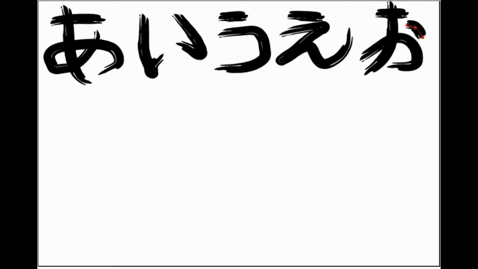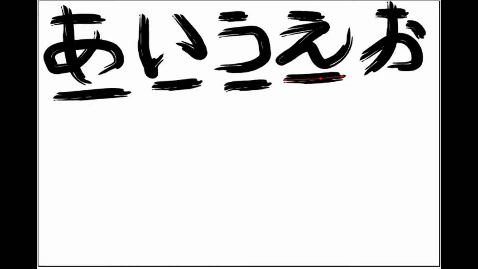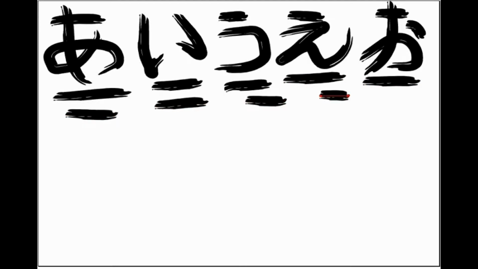Alright, so this is the first of a series that I will be doing from now on. It's going to be going through the Hiragana and Katakana of Japanese, and this is the vowel row right here. A, I, U, E, O. A, I, U, E, O.